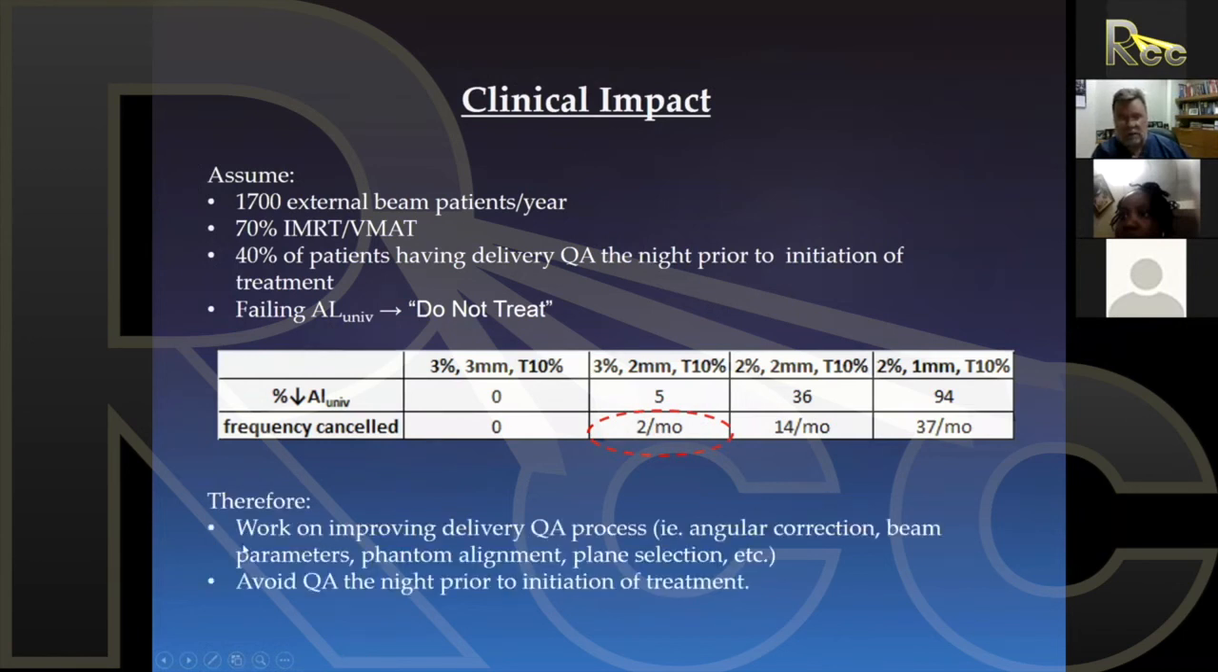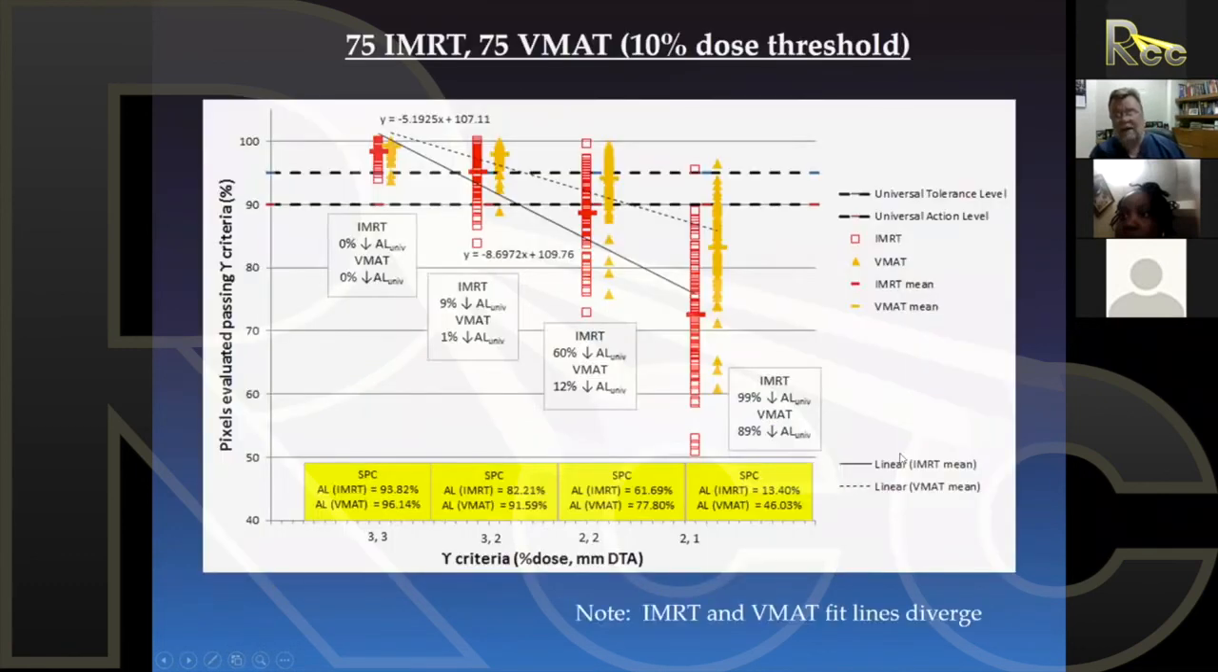So we wanted to work on improving the delivery process, angular corrections, beam parameters potentially, alignment, plane selection, and avoid this night before radiation if at all possible, because if we cannot resolve the issues before the patient gets here, you may have to cancel them. So we decided to use this thresholding concept and the SPC concept and look at only the action limits, 75 IMRT and VMAT broken apart at 3%, 2 millimeters.